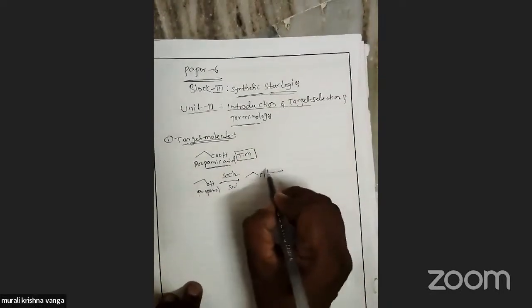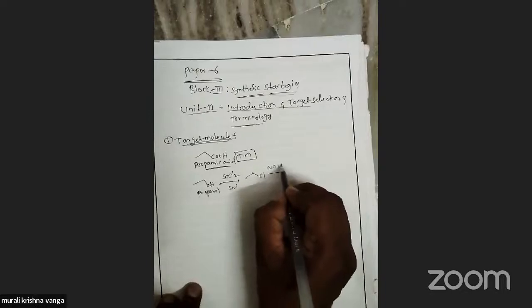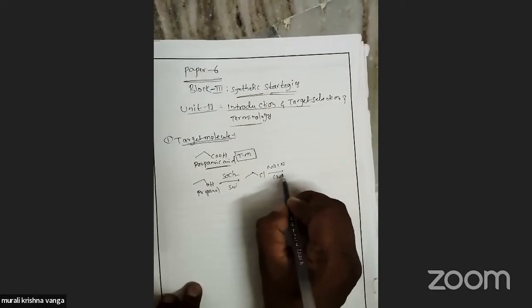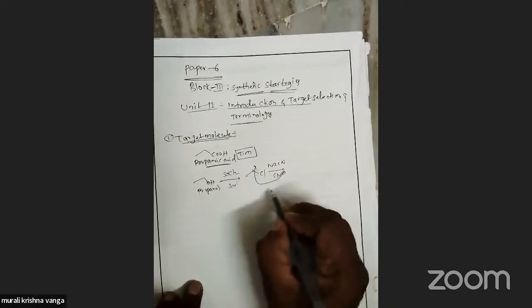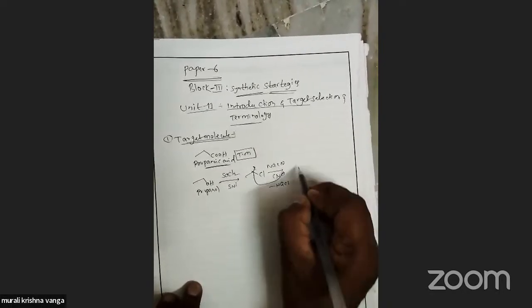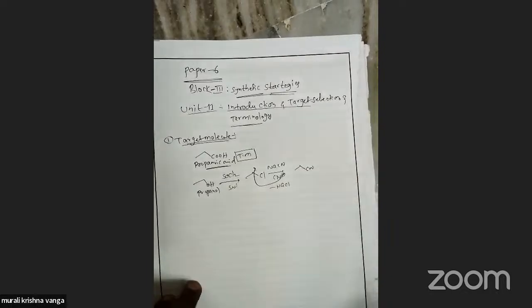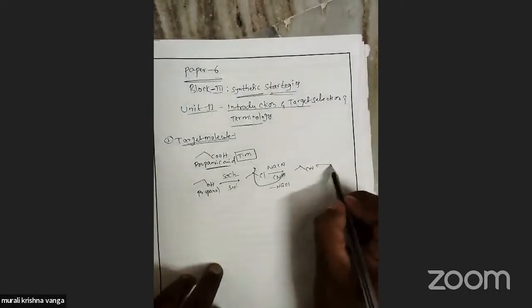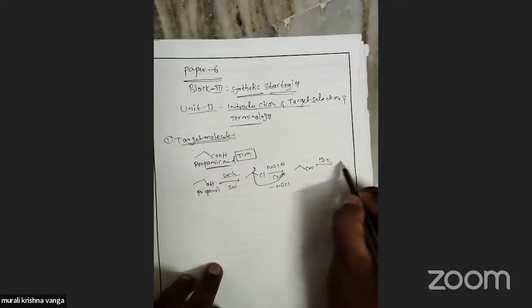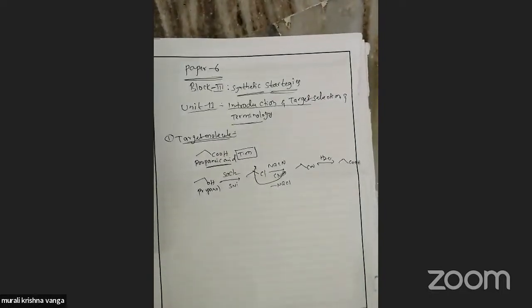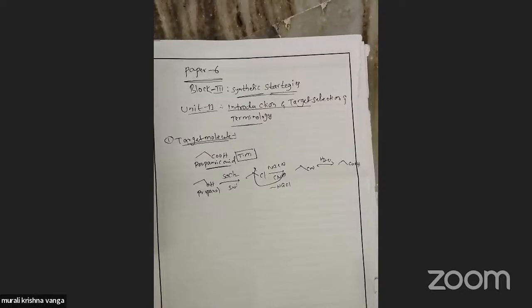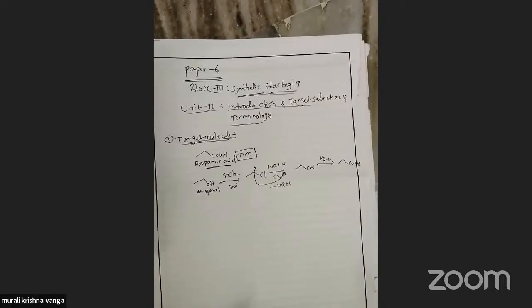Now when this compound reacts with sodium cyanide, the cyanide nucleophile replaces the chlorine with loss of sodium chloride, and the cyanide is formed. When this compound undergoes hydrolysis, it forms the carboxylic acid. So this is one way of synthesis in the laboratory. The molecule which is synthesized in the laboratory is called the target molecule.